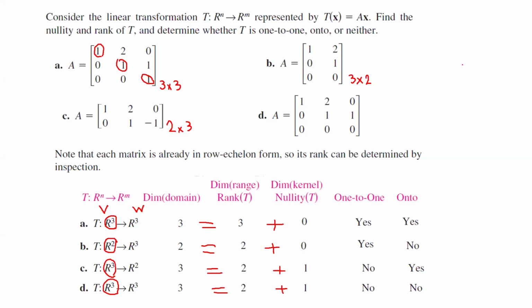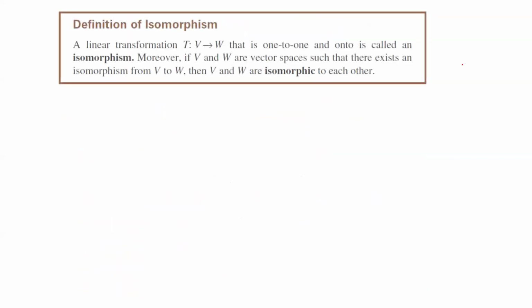Now that we talked about one-to-one and onto linear transformation, we're going to introduce the concept of isomorphism. A linear transformation like T that maps V to W, that is one-to-one and onto at the same time, is called an isomorphism. Moreover, if V and W are vector spaces such that there exists an isomorphism from V to W, then V and W are called isomorphic to each other.